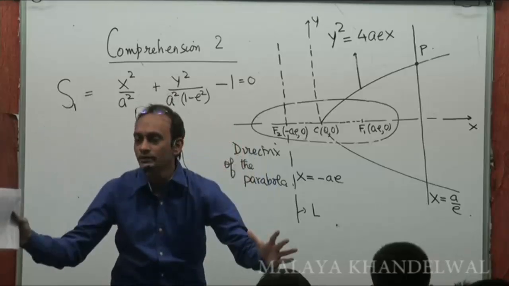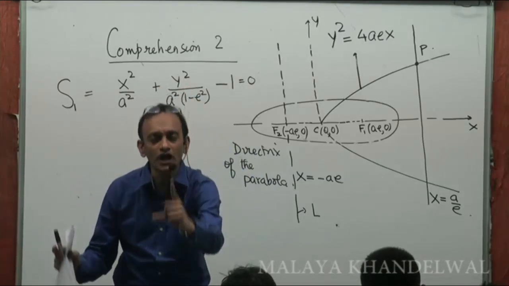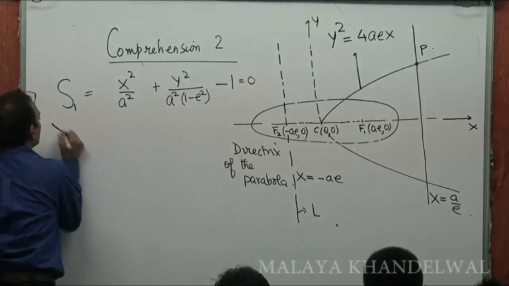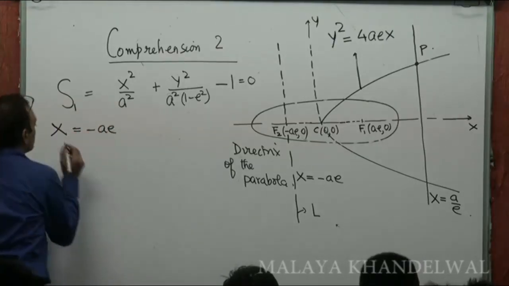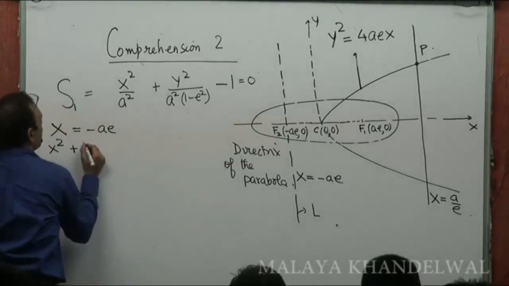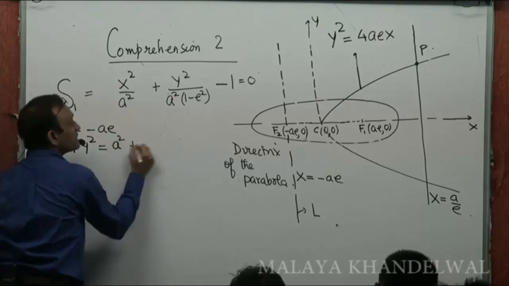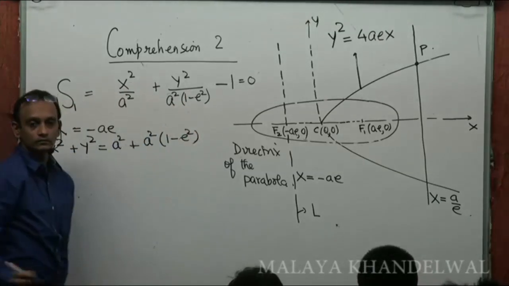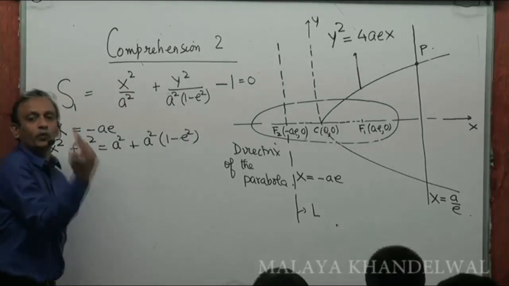So what we are seeking is a point which lies on the director circle of the ellipse and also lies on the directrix of the parabola. That means we are seeking the intersection of the directrix of the parabola, which is x equal to minus ae, with the director circle of the ellipse. The director circle of the ellipse is x squared plus y squared equal to a squared plus b squared, which is a squared into 2 minus e squared. Right? Intersection of these two will give me the required point.